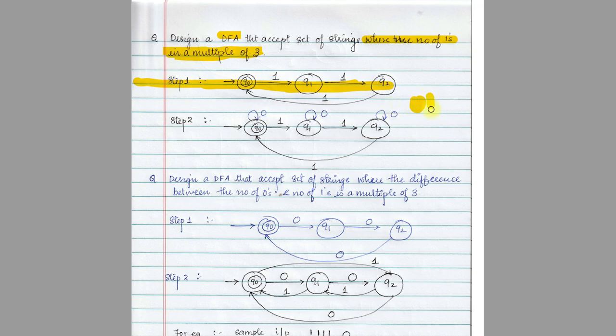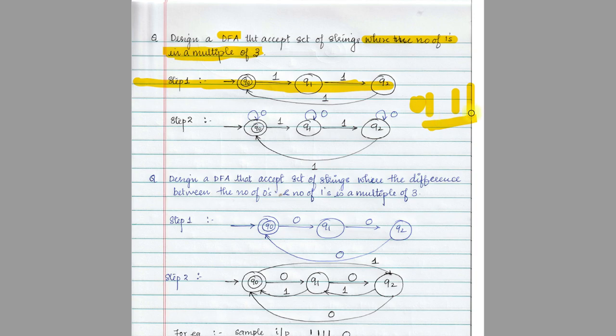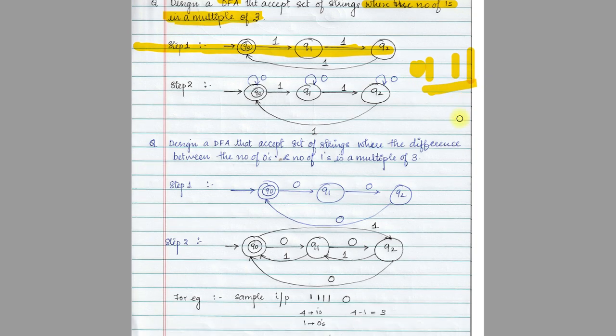0, 1, 1, 1, 0, 1, 1, 1. So 0 means Q0, Q0 with 1 goes to Q1, Q1 with 1 goes to Q2, from Q2 again 1, so the number of ones is a multiple of 3. The number of ones is a multiple of 3, okay.